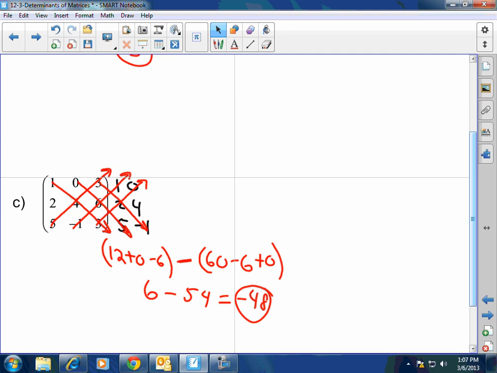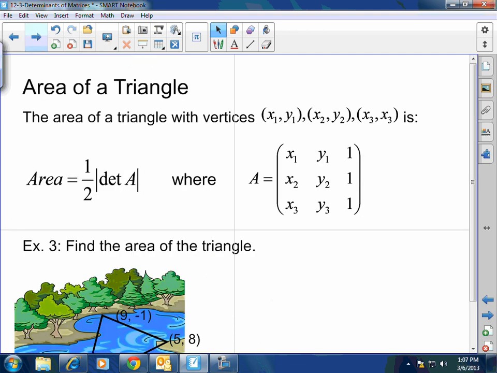Okay? So, does that make sense? Okay. Next, area of a triangle. You can find the area of a triangle by simply saying 1/2 of the determinant of A. But this is a little bit of a different kind of setup. You're going to be given a triangle, and a triangle has vertices, where the corners are. These are vertices.